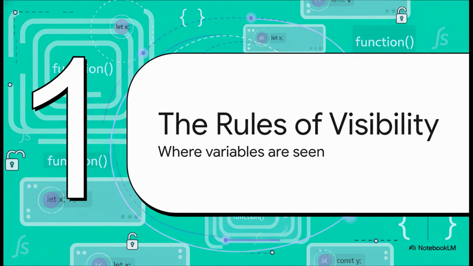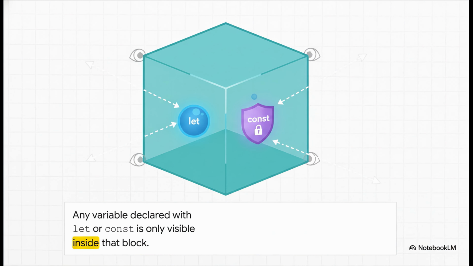Okay, first things first, let's talk about visibility. I mean, before a function can remember a variable, it has to be able to see it, right? And that whole set of rules for where variables can and can't be seen, that's what we call scope. And here's rule number one, the absolute foundation for modern JavaScript. Anytime you declare a variable with let or const inside a set of curly braces, any block at all, that variable is basically trapped. It's only visible inside that block. You can't see it from the outside.